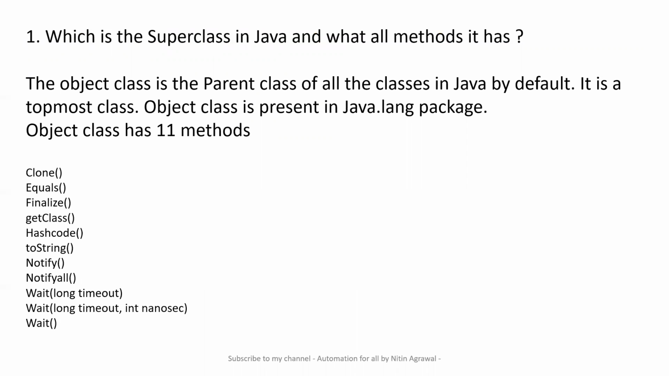Right? So the methods names are like clone, equals, finalize, get class, hash code, toString, notify, notify all, wait with one parameter, wait with two parameters, and wait without any parameters. So these three wait methods are overloaded methods.